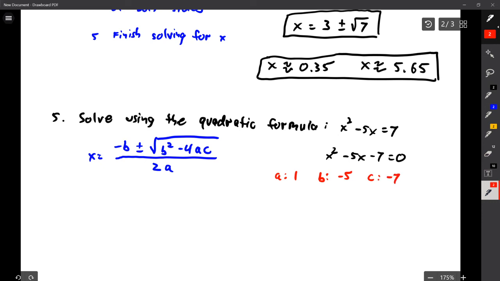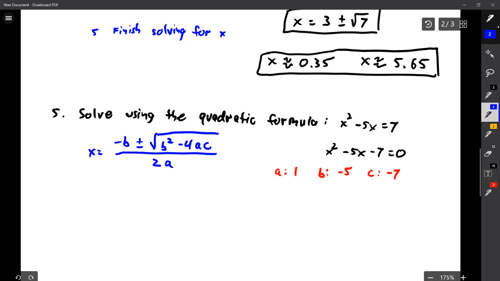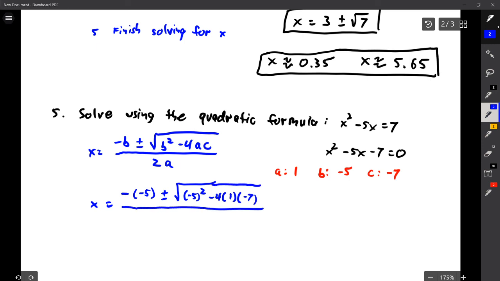I always recommend start out just writing what a, b, and c are. That way you don't have to think about it at all, and those values are right there for you. Now we can plug in that info to our formula. So that gives me x equals negative, what's b, negative 5, plus or minus the square root of that negative 5 squared minus 4 times 1 times c, which is negative 7. That square root covers all of that. And then all of that over 2a, which is 2 times 1.